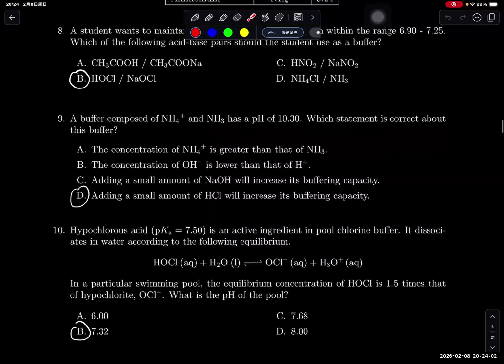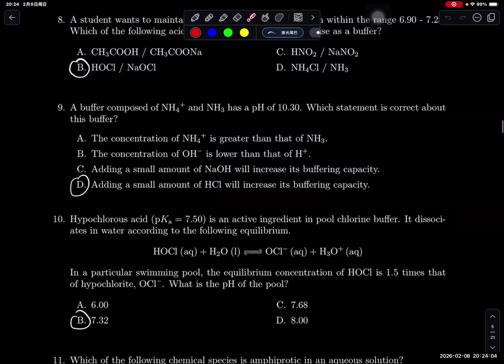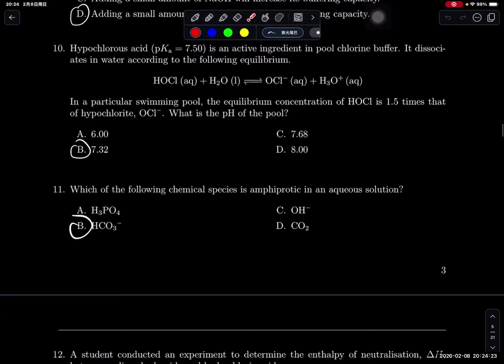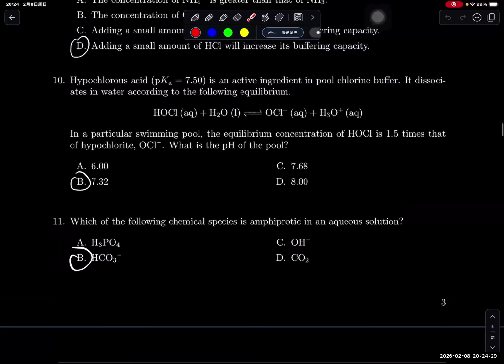Okay, and question 10. So we have hypochlorous acid, pKa equal to 7.5, an active ingredient in the pool. Okay, so this is the pool. It dissociates in water according to the following equilibrium. In a particular swimming pool, the equilibrium concentration of that is 1.5 times more than of that. What is the pH of this pool?